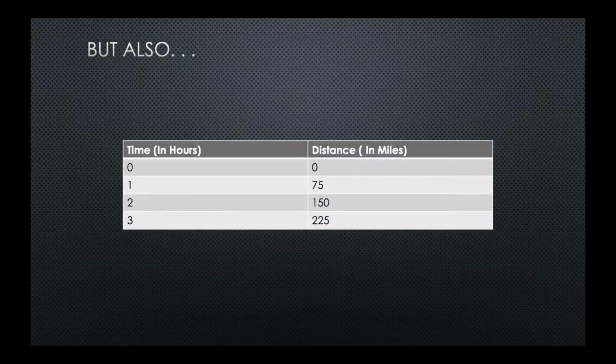I could also represent this with a table. So on a table, my x side is the left-hand side. Whenever you're looking at a table, whichever is on the left side is x, and if the table goes across, whatever's on the top is your x value. So in this case, the x is time in hours, so 0 hours, 1 hour, 2 hours, 3 hours, and then the distance that you would have traveled in that time. After 0 hours, 0 miles. 1 hour, 75 miles. 2 hours, 150 miles. 3 hours, 225 miles.